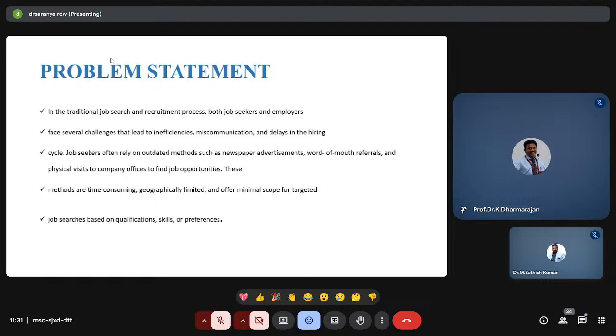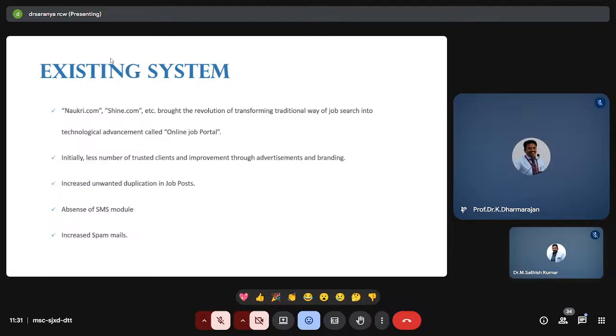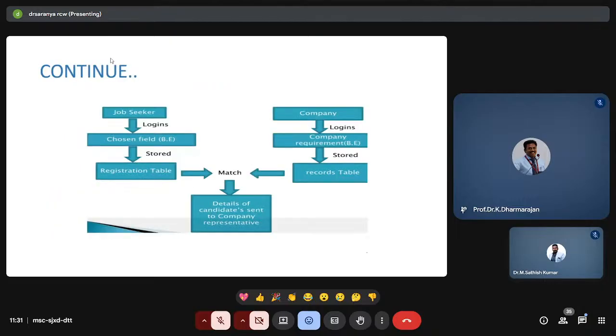Abstract. Problem statement. Finding suitable jobs and candidates takes too much time and effort in the manual process. Next, existing system. Earlier, people searched for jobs using newspapers or personal contacts. But now, in the proposed system, the new online system helps both job seekers and employers connect easily and quickly on a website. Next, I welcome my team member Monisha to continue the presentation.